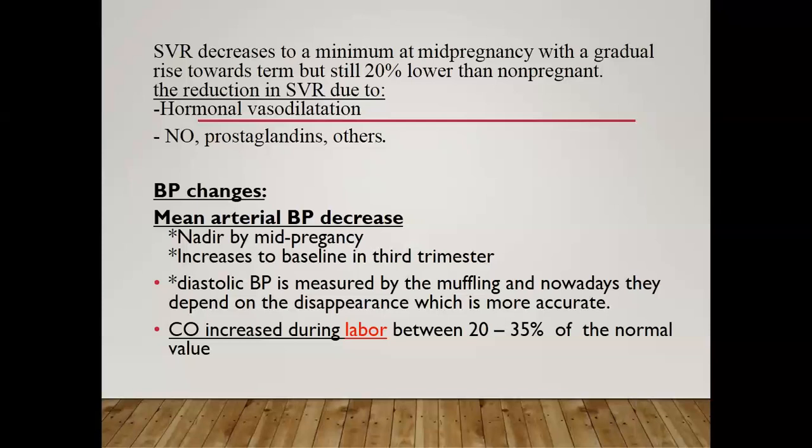The blood pressure changes: the mean arterial blood pressure decreased. As we mentioned, mostly the maximum decrease happens in mid-pregnancy, and it increases to baseline in the third trimester. Diastolic blood pressure was measured by muffling, and nowadays they depend on the disappearance of the diastolic sound, which is more accurate. Cardiac output also, in labor and delivery, increases about 20 to 35% of the normal value.